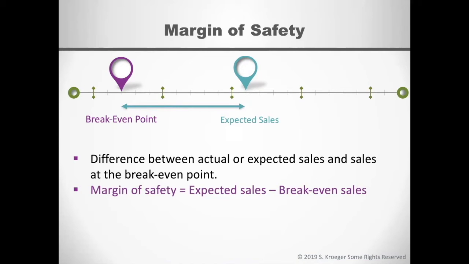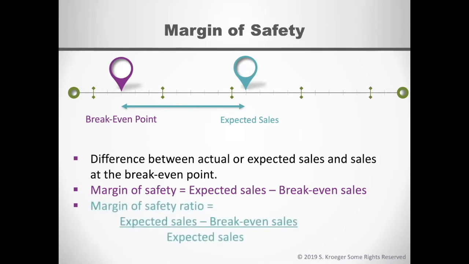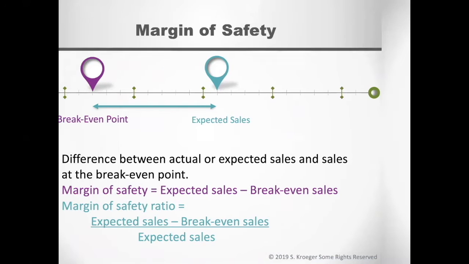You can also turn this into a percent, which can be a more meaningful calculation usually. The margin of safety ratio is our margin of safety, which is the expected sales minus the break-even point, divided by your expected sales. Once again, a higher number is better.